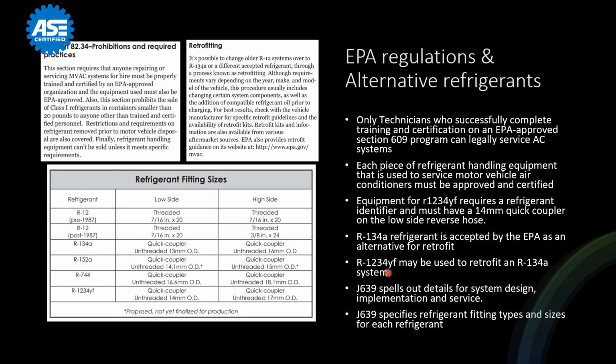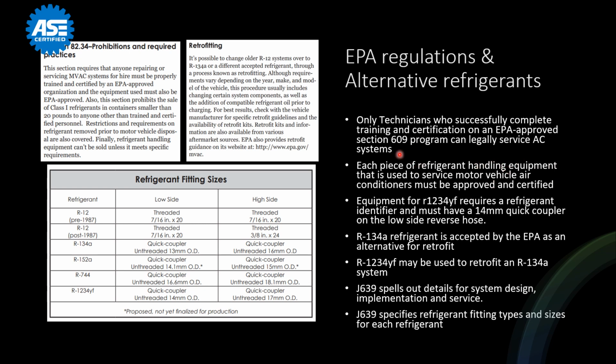The other thing that it talks about is a standard, J639, which gives details about the system designs, implementation, and services. And then it also talks about the fitting type, sizes, and each refrigerant. So for these two sections, they have a lot of things to cover, but these are some of the important parts that you guys need to understand for your exam. It also talks about how each piece of refrigerant handling equipment that is used to service motor vehicle air conditioning must be approved and certified.